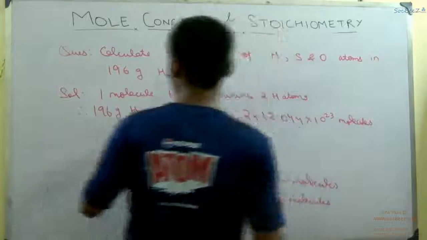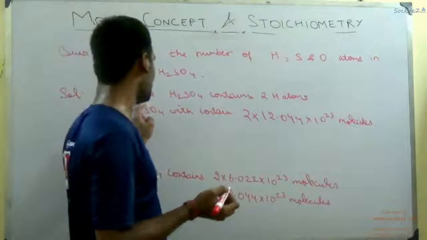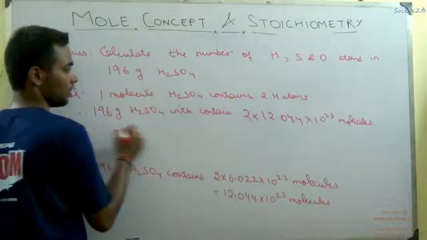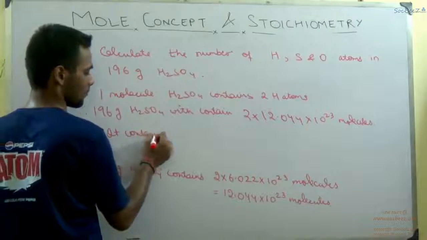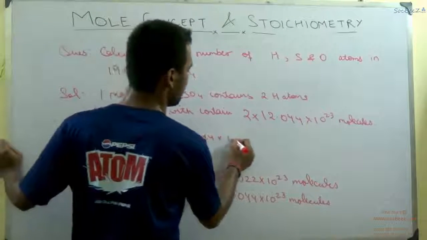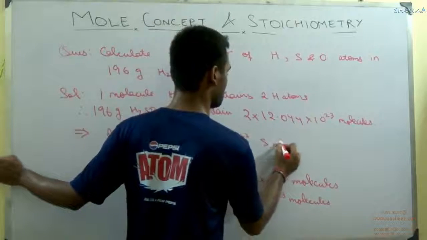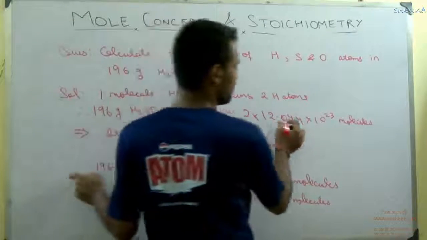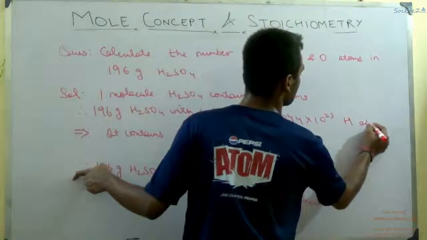Okay. Now, with the same argument, since 1 molecule of H2SO4 contains 1 S atom, therefore it contains 12.044 into 10 raised to the power 23 S atoms. Here 1 mole of H2SO4 contains 2 into 12.044 into 10 raised to the power 23 H atoms.